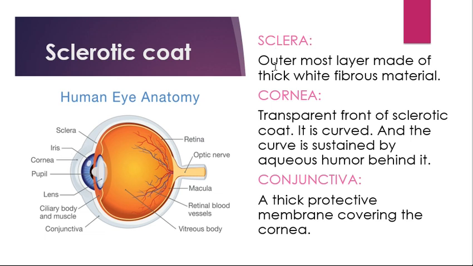Apart from these 2 layers, a very thin protective membrane covering the cornea is called the conjunctiva. This membrane helps in reflex movements of the cornea. So, the sclerotic coat consists of sclera, cornea, and conjunctiva.